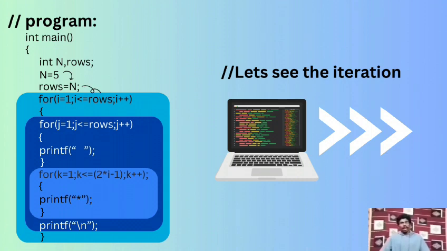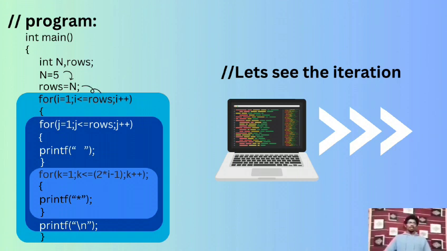And in that we can take another loop, which is called the nested loop, for k is equal to 1, k is less than or equal to 2 into i minus 1, and k plus plus, which is going to print stars. And after coming out of the loop we're going to print a new line.